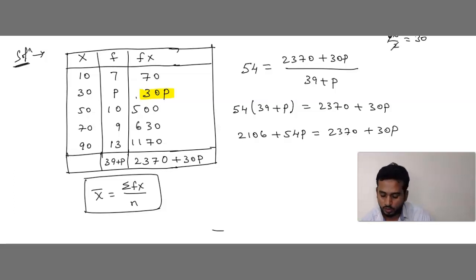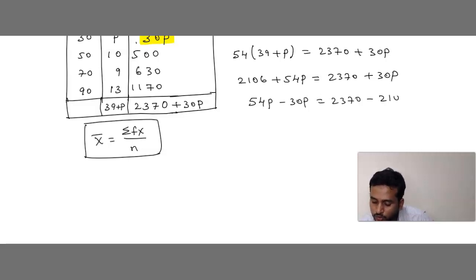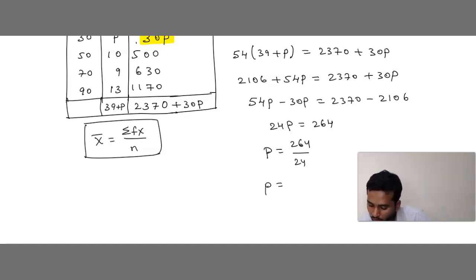Now what we do here, we take p values separate, constant numbers separate. So plus 30p comes to this side. So what happens? 54p minus 30p is equal to 2370 minus 2106. 54 minus 30 is 24p. 2370 minus 2106 is 264. Now we want the p value. P is equal to 264 by 24. So the value of p is nothing but 11.